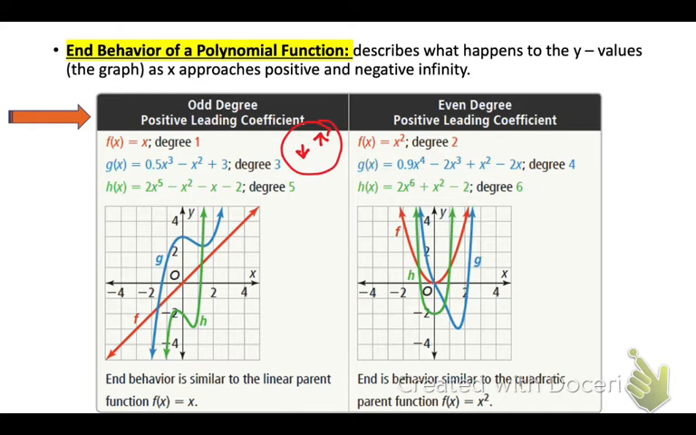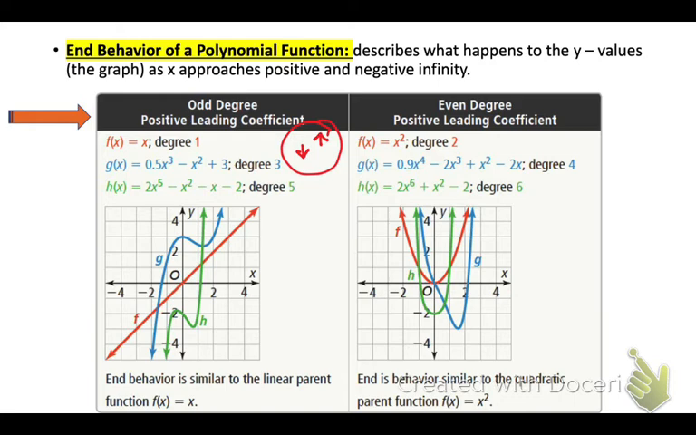Okay, so we have even, positive. Okay, so I have x squared. That's the red. It's a parabola. I have 0.9x to the 4th. It's the blue. It has a little crook in it. I have 2x to the 6th, the green.